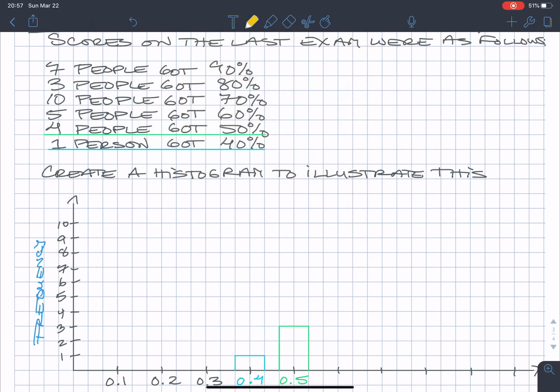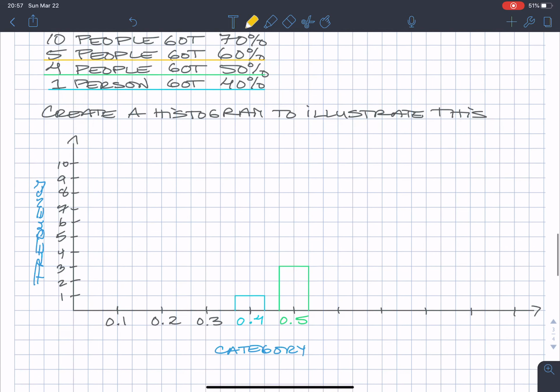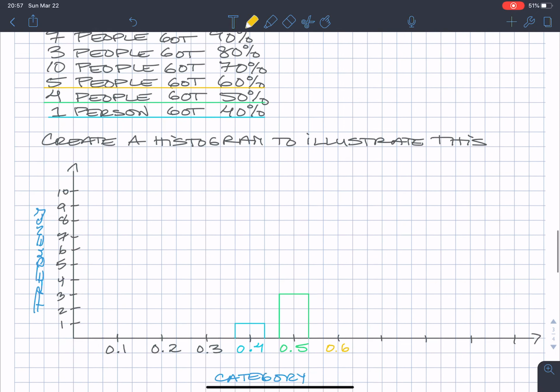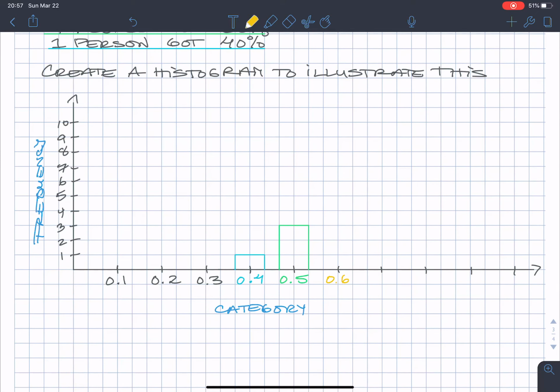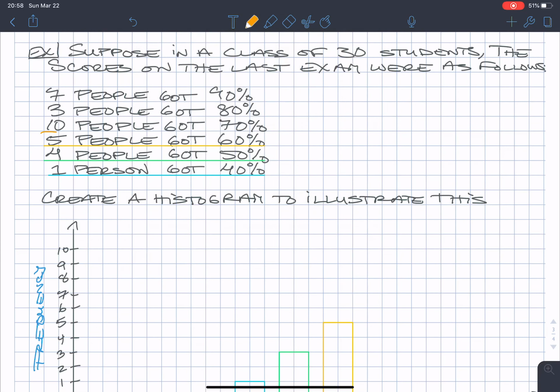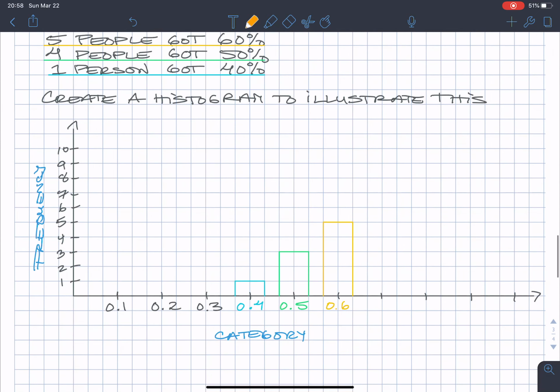How many people got 60%, 0.6? Well, that was 5 people. So now my bar is going to go up to 5. How many people got 70% or 0.7? That would be 10. So now my bar is going to go all the way up to 10.